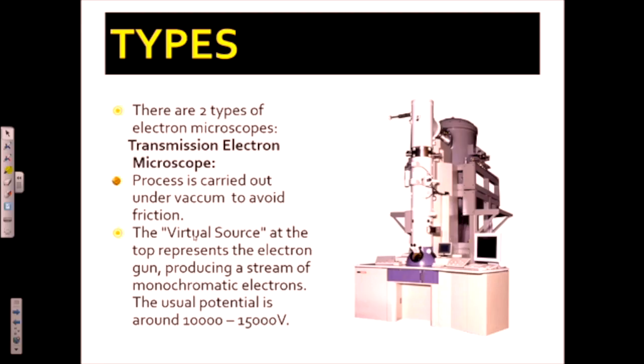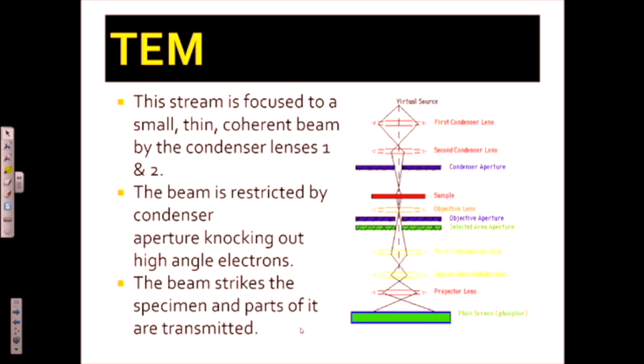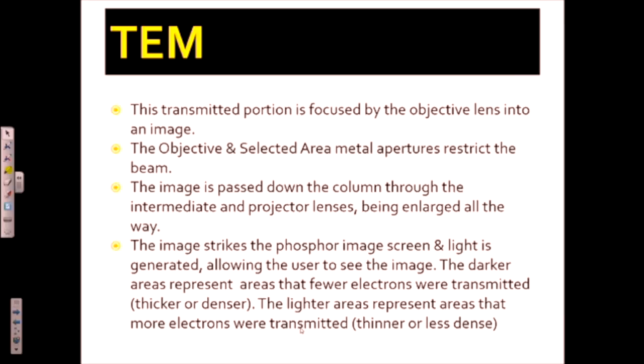So coming to the most important point, there are two types of electron microscope. The transmission electron microscope is operated in vacuum, and if you see the source of the potential, it's huge. And this is all different kinds of physics terms.